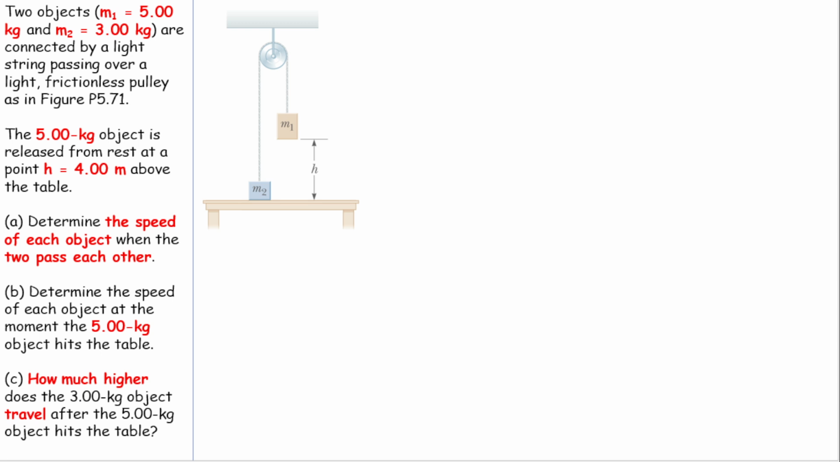A. Determine the speed of each object when the two pass each other. B. Determine the speed of each object at the moment the 5 kg object hits the table. And then, how much higher does the 3 kg object travel after the 5 kg object hits the table?